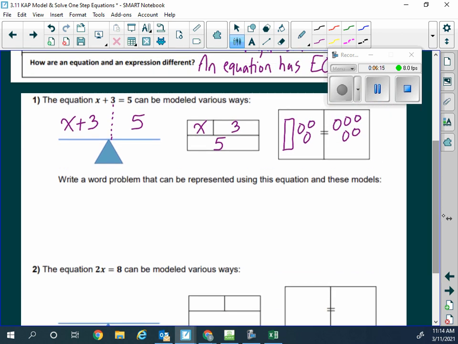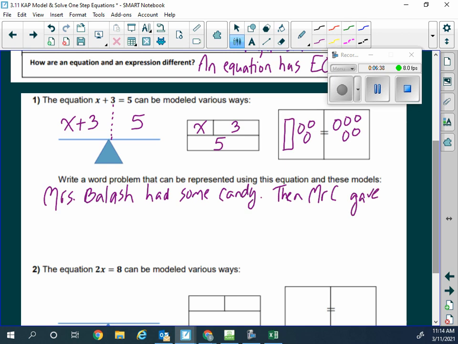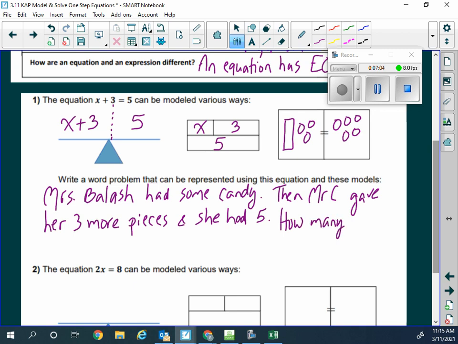Okay, and now we want to represent this with a word problem. So we might say something like, Miss Ballish had some candy. Okay, do we know how much candy? No. So what is that representing in our story? X. Okay. Then Mr. C gave her 3 more pieces. And she had 5. So then what would the question be for this example? How many? What's the unknown? Right, how many pieces did you start with?